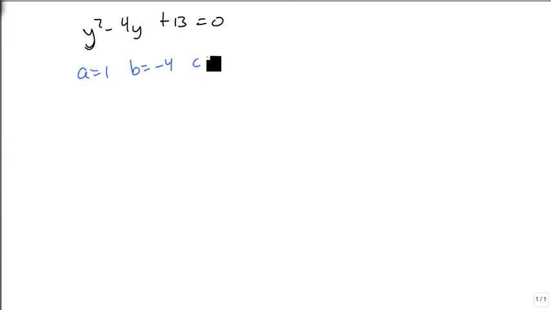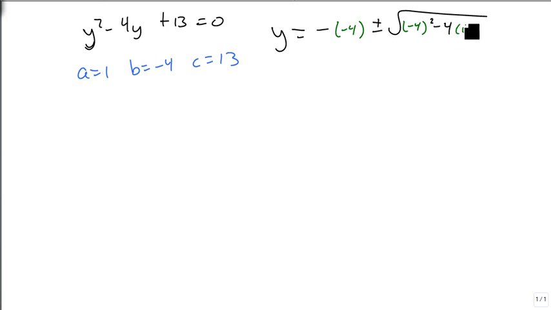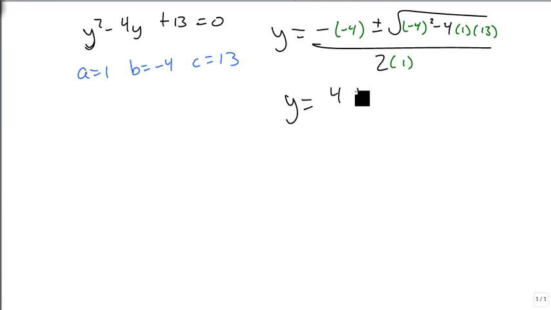The last example we're going to look at is y squared minus 4y plus 13 equals 0. So again, a equals 1, b equals minus 4, and c equals 13. So then y equals minus minus 4 plus or minus the square root of minus 4 squared minus 4 times 1 times 13, all over 2 times 1, which is y equals a positive 4 plus or minus the square root of 16 minus 52, all over 2.